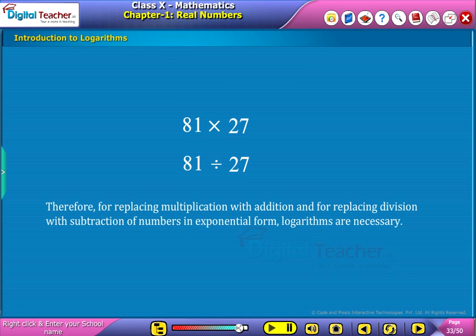Therefore, for replacing multiplication with addition and for replacing division with subtraction of numbers in exponential form, logarithms are necessary. Now, let us know what a logarithm is.